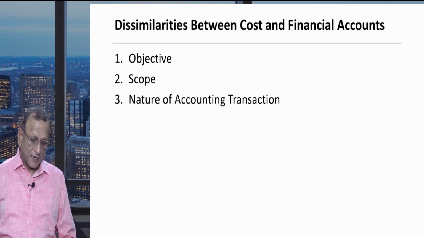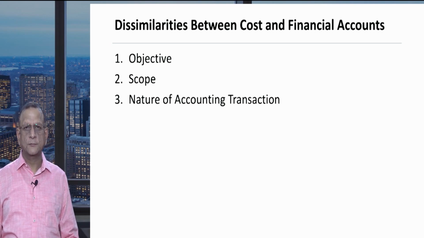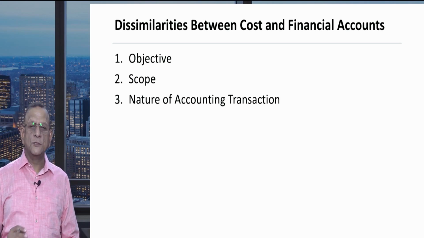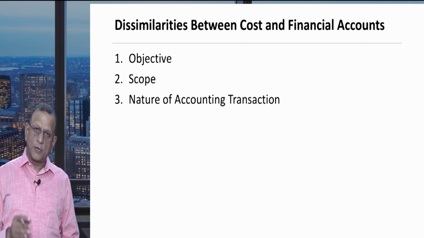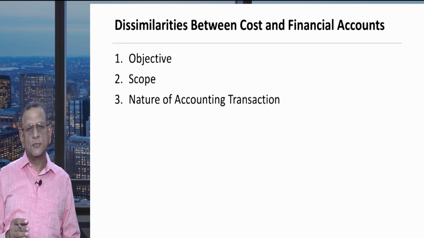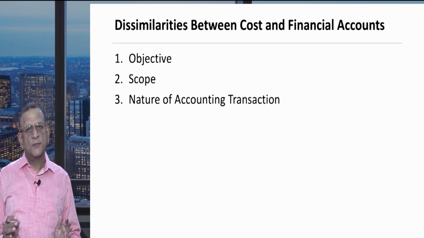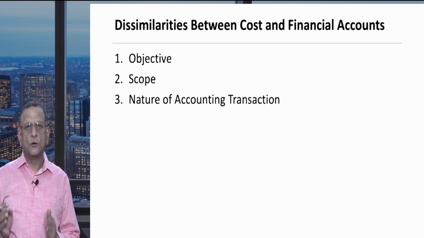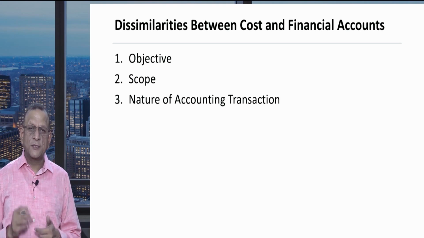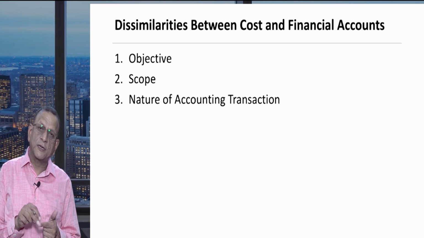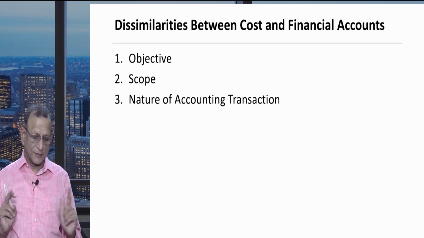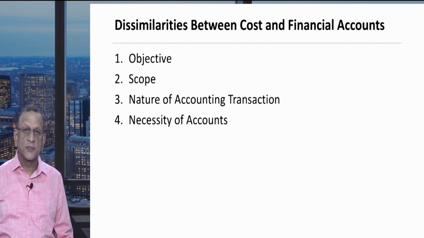Then the third is nature of accounting transactions. In financial accounts, we record all the transactions if they are related to the organization. But in the case of cost accounts, we record only those transactions which are related to the cost of a particular product or service. So that's the difference between the two.